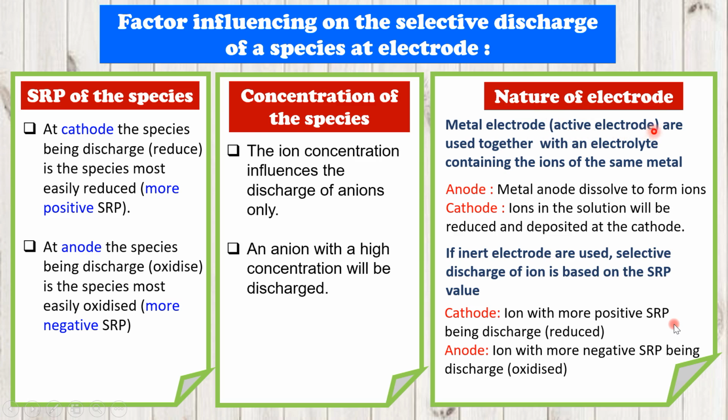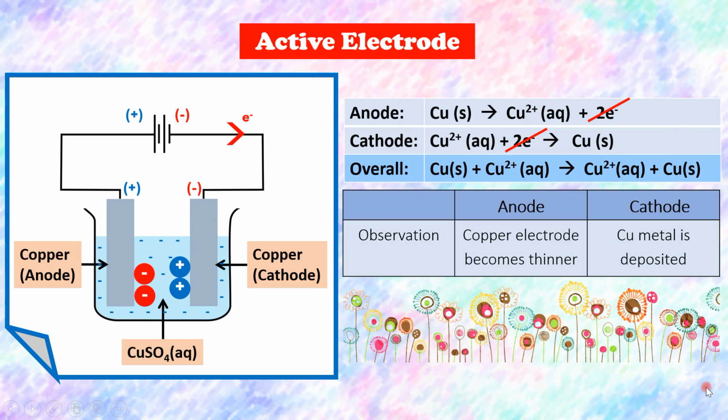Metal electrode or active electrode is used together with an electrolyte containing the ions of the same metal. At anode, the metal anode dissolves to form ions, whereas at cathode, ions in the solution will be reduced and deposited at the cathode. If inert electrode is used, selective discharge of ion is based on the SRP value. At cathode, ion with more positive SRP is discharged or reduced, whereas at anode, ion with more negative SRP is discharged or oxidized.